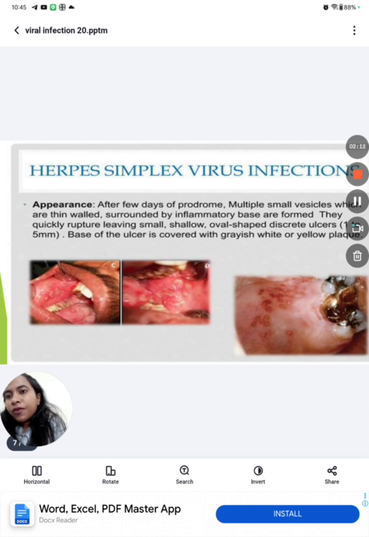The appearance, after a few days of prodromes, is multiple small vesicles with thin walls surrounded by an inflammatory base. They quickly rupture and leave small, shallow, oval-shaped discrete ulcers 1 to 5 mm in size. The base of the ulcer is covered by a grayish-white or yellow plaque.